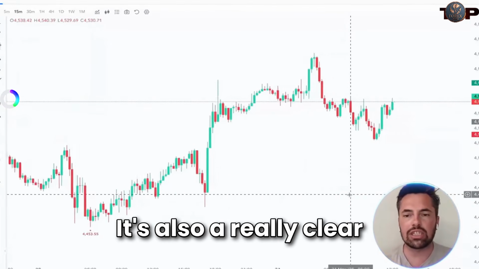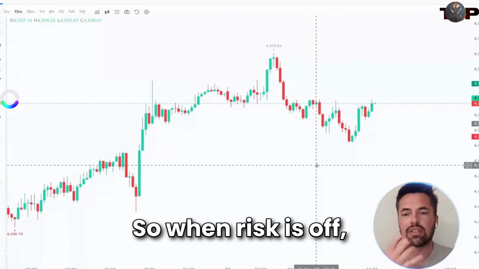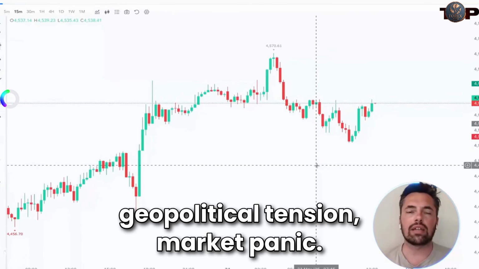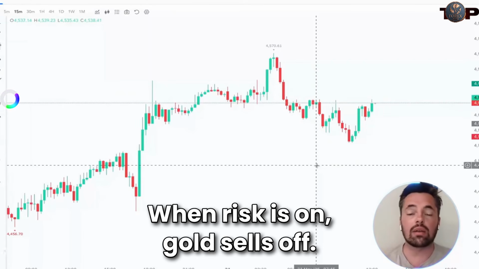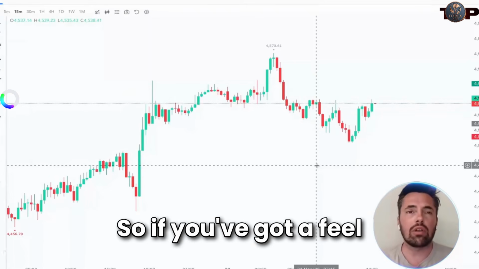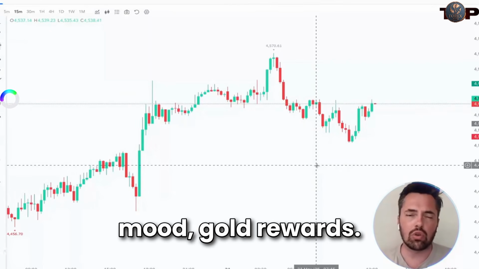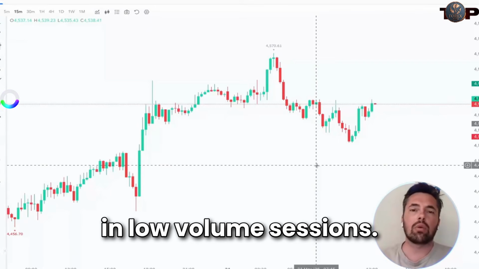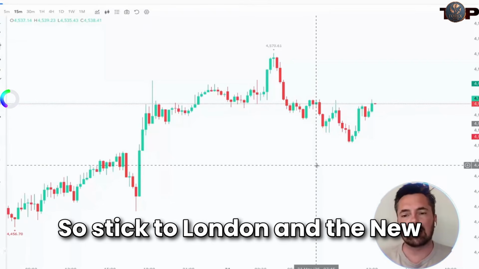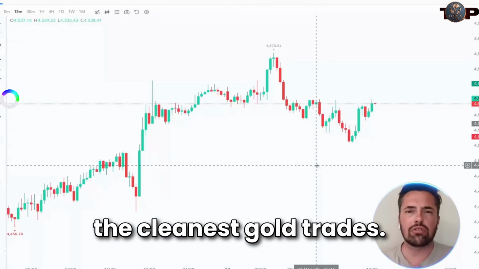It's also a really clear sentiment instrument. So when risk is off, geopolitical tension, market panic, gold flies. When risk is on, gold sells off. So if you've got a feel for the broader market mood, gold rewards that read. The one caveat is that it can be choppy in low volume sessions. So stick to London and the New York overlap for the cleanest gold trades.